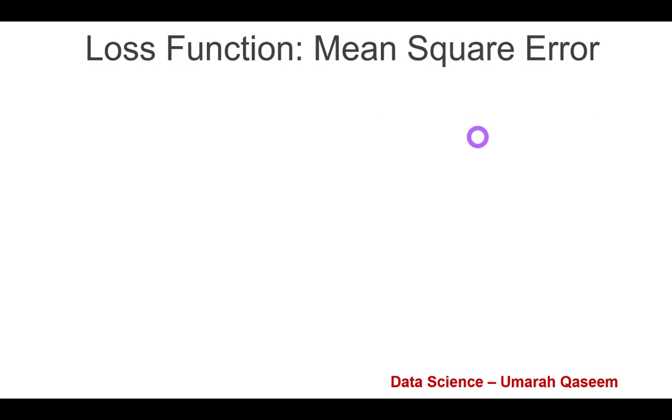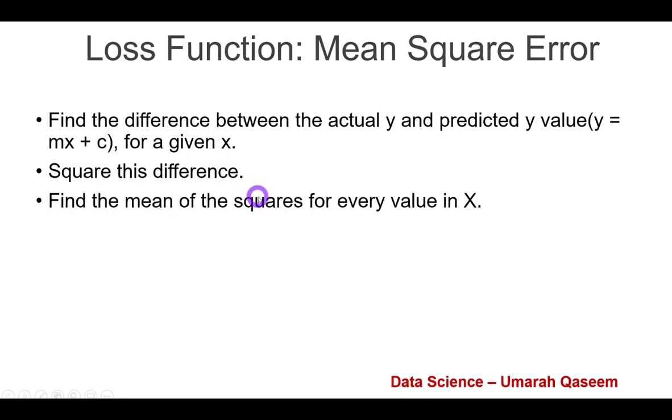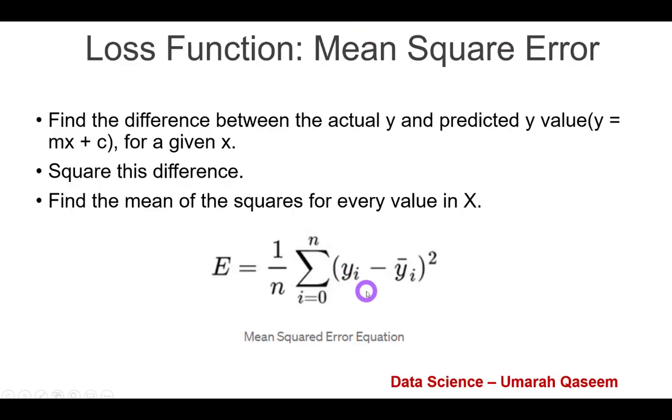So first of all, what we do is we find the difference between the actual value of y and the predicted value of y, right? And by the way, for prediction, we use this equation, y = mx + c, and you already know that. We've seen this equation a little while ago in the same video. So we find the difference between actual y and predicted y for a particular value of x, and then we square this difference, hence the name square. And then we find the mean. We find the mean of squares of all the values in the data set, right? So hence the name mean square, and the equation becomes this. This is the equation.